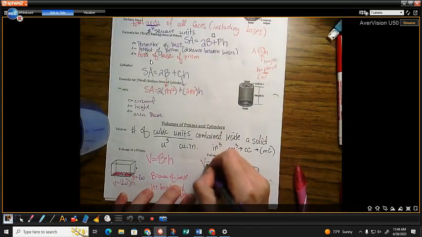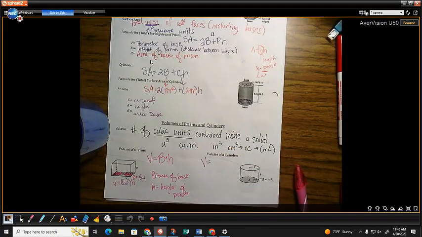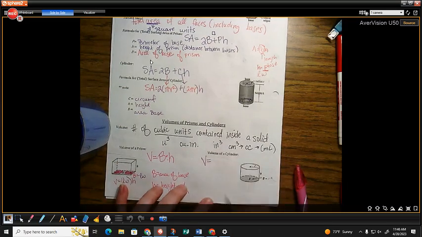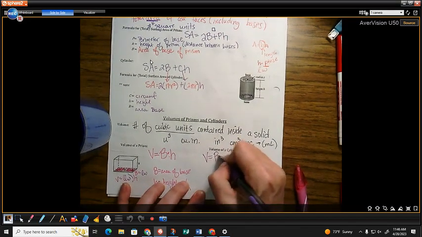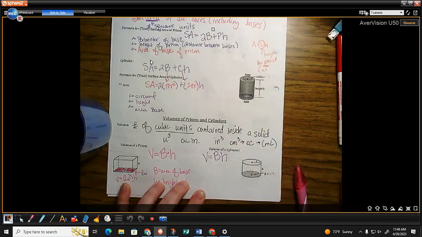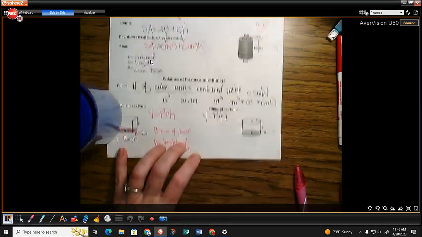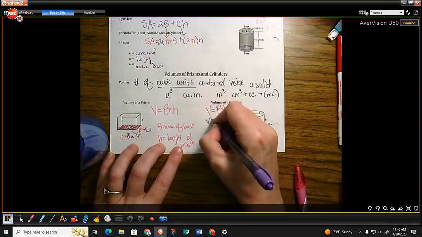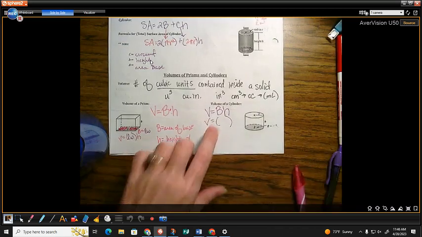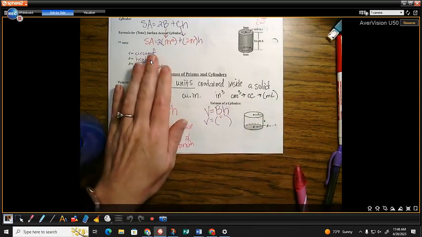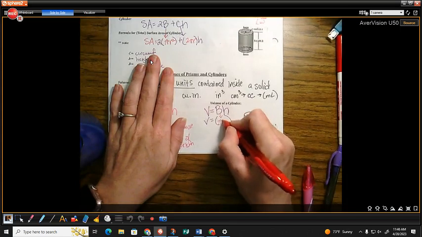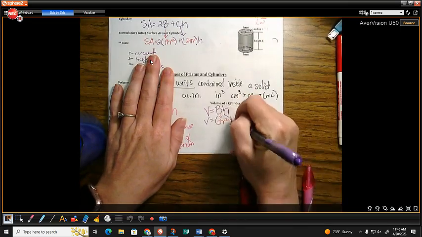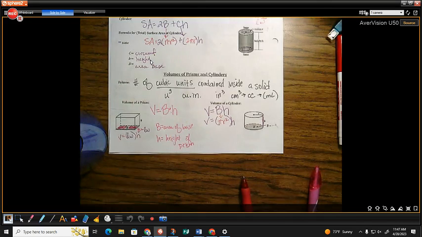What do you think the formula for the volume of a cylinder is? Well, isn't a cylinder just like a prism? It's like a round prism. So guess what its formula for volume is? BH. Area of base times height. Oh, but wait, this is a circle. So what is my formula for the area of the base of a circle? That's pi r squared. And then you use the height to get the height of your stack.